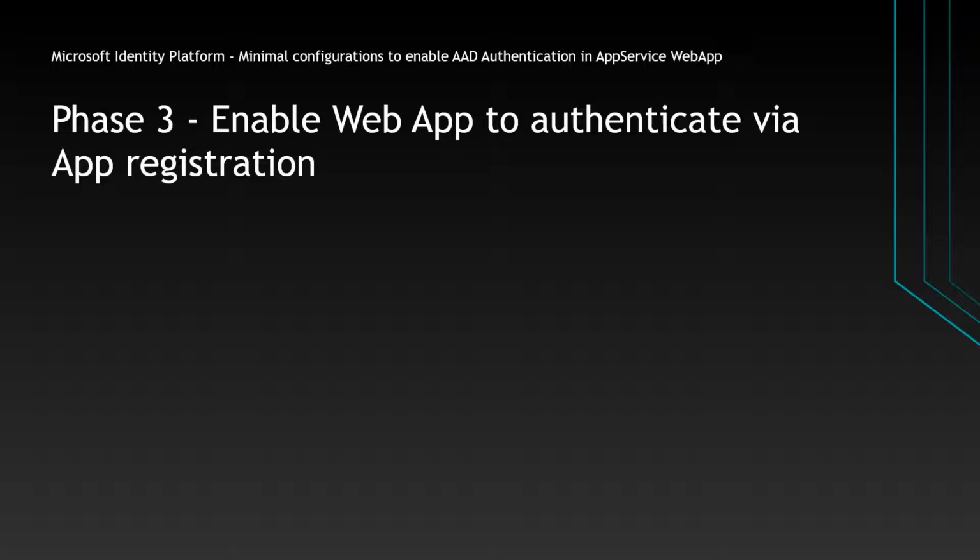Previous phases created a publicly accessible web application and an app registration. Apart from the redirect URI, there is no relation between those two. The web application still works anonymously. This phase is to connect the web application to the app registration so that it will force the users to get authenticated through Azure AD.